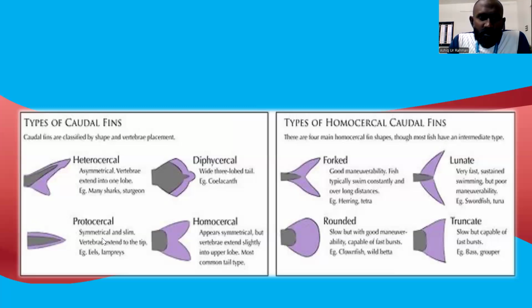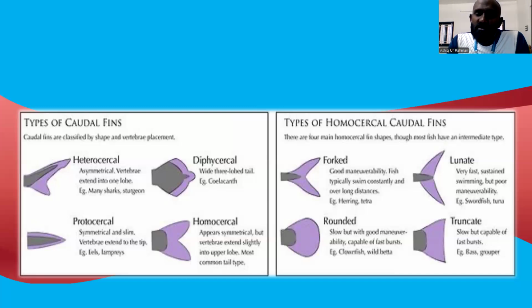Protocercal tail is also symmetrical. And we can see the last vertebra will run all along the body. We can see the gray area will be running until the end of the tail fin, whereas in all the other three types the gray part will end way before the fin starts, unlike the protocercal. Right. Okay.